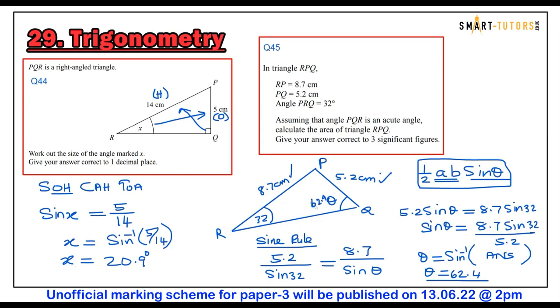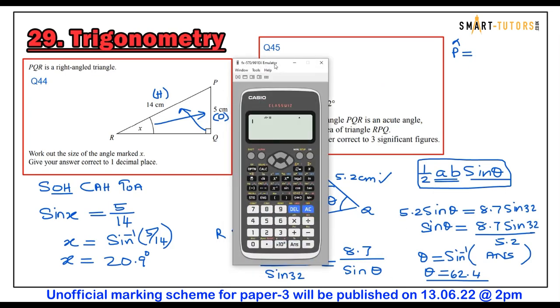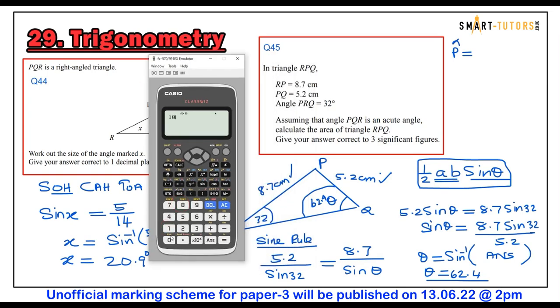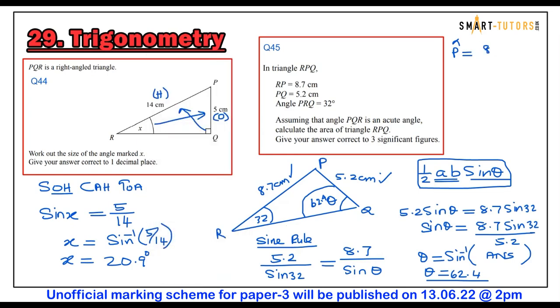Now this 62.4 means we can find out the angle P by taking away from 180, isn't it? So we can use the calculator again. 180 minus 32 minus 62.4 gives 85.6 degrees. So this is 85.6 degrees, right? And that is more than enough. So once you find out 85.6, these are the two sides given.